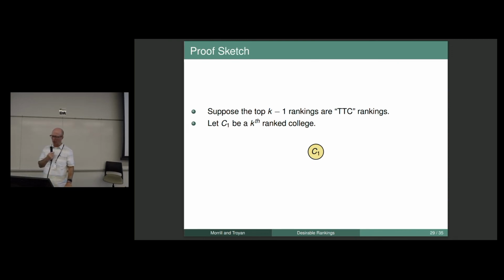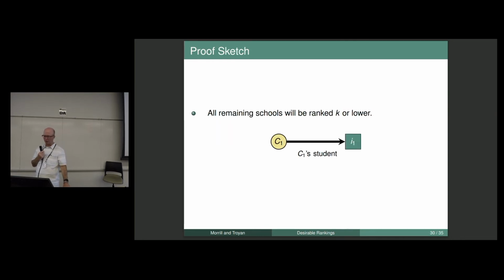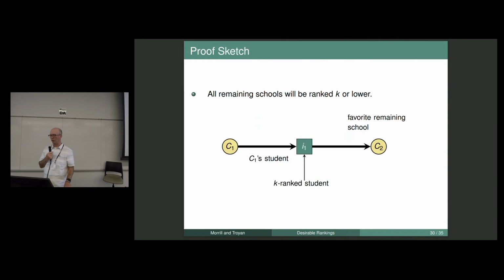So take one of these colleges. It's ranked K. This college has a student attending it, a Kth ranked student attending a Kth ranked college. And I just ask the student, what's your favorite remaining school? Well, this is a school they desire. They prefer it to the college they're attending. So the axiom of desire tells us that it has to be ranked at least K. But we've already removed the k-1 schools, so this tells us it has to be ranked K.